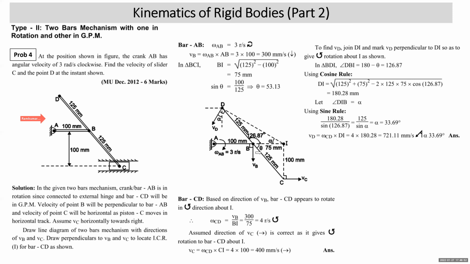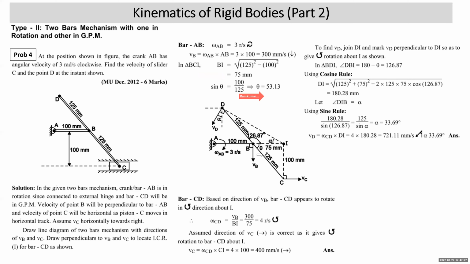In the problem, this length is given as 100. This length is given as 125. So you can find BI length. How can you find BI length? It's a right angle triangle. BI is equal to the square root of BC square minus CI square, as you can see here in triangle BCI. So BC is 125 and CI is 100. So square root of 125 square minus 100 square comes to 75. Now in the same triangle, we'll find angle theta also. How do you find angle theta? Sin theta is equal to opposite upon hypotenuse, 100 upon 125.